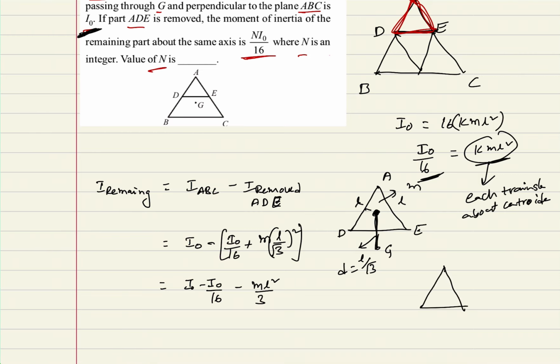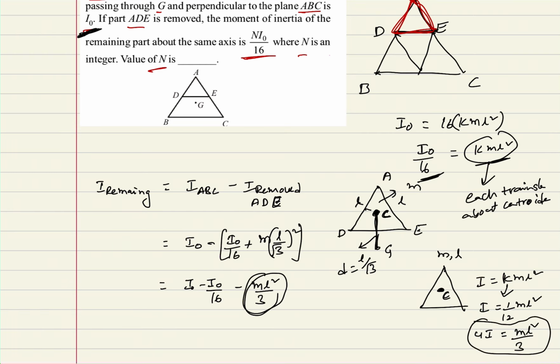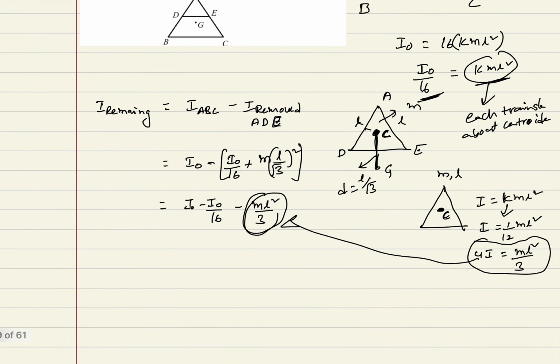Again, as I have given in the Pathfinder question, if any triangle has mass m and length L, we can find the moment of inertia about the center point. Let us consider the C point. This C point has moment of inertia I equal to K into mL square. That K value you have got as 1 by 12 into mL square. But we want mL square by 3. So we can write 4I is equal to mL square divided by 3. Substitute this 4I value here.